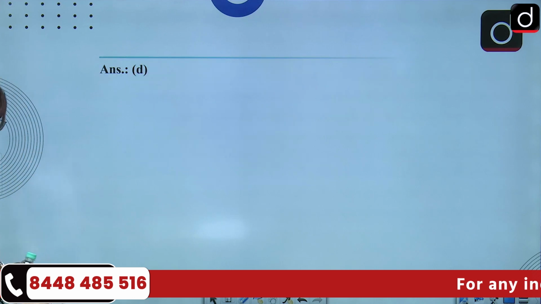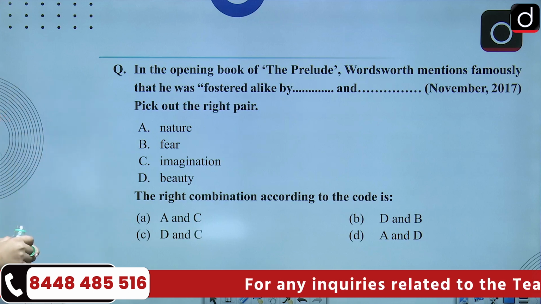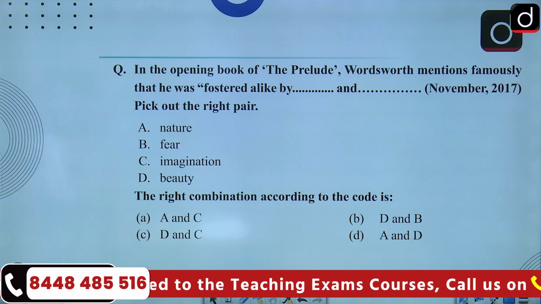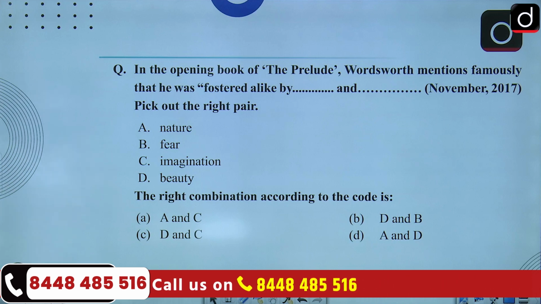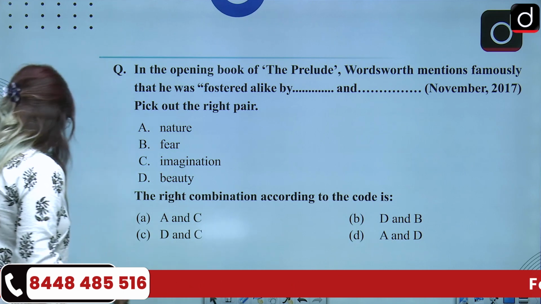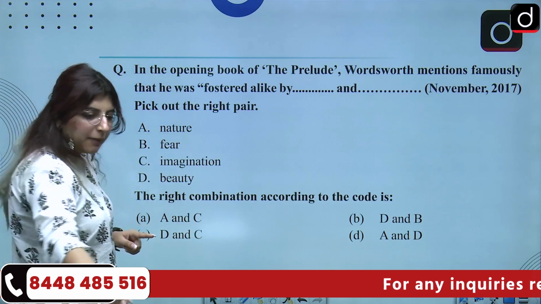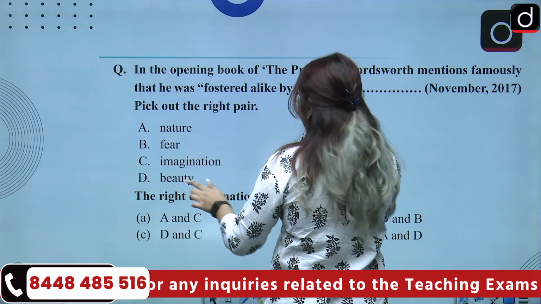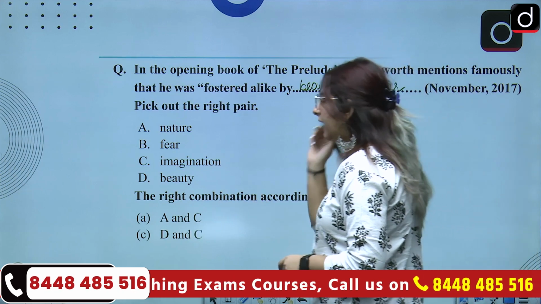Alright, next question. In the opening book of The Prelude, Wordsworth mentions famously that he was fostered alike by dash and dash. Pick out the right pair. The right answer is option B here, D and B, which means that first of all, kya aayega? Pehle D aayega. That is beauty and fear. Beauty and fear is the right answer to this question.